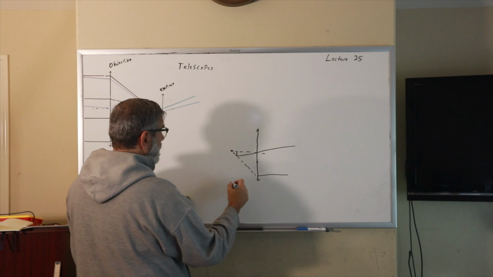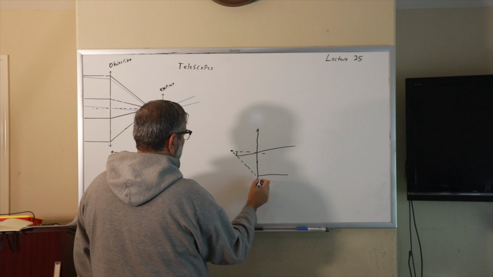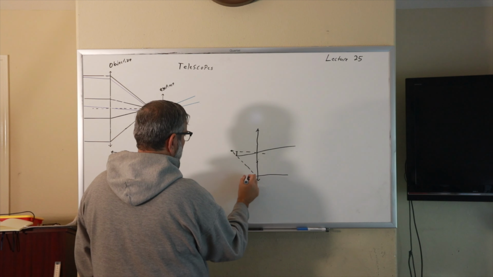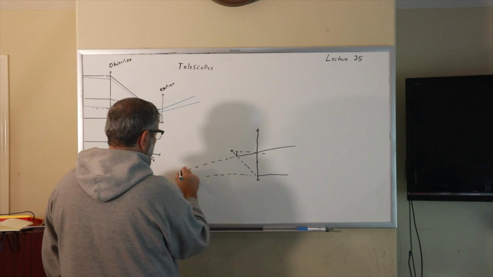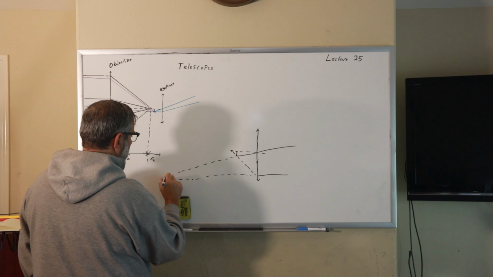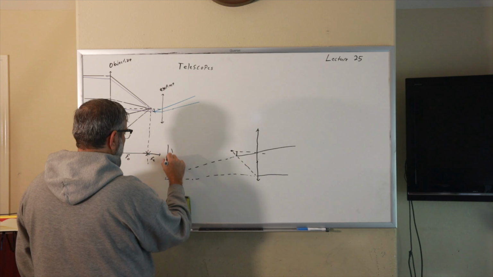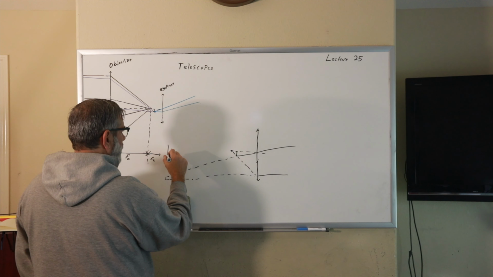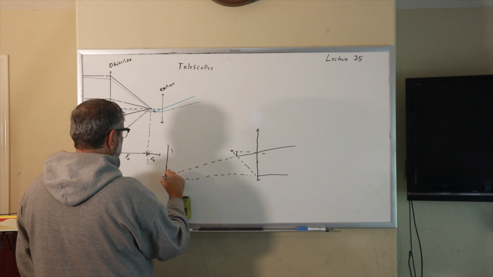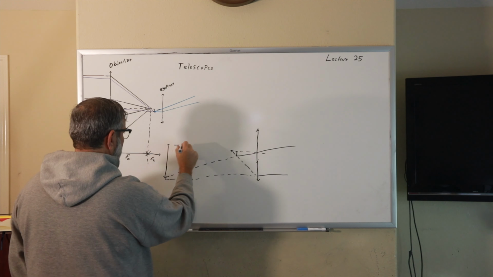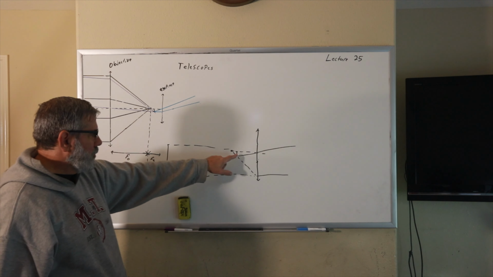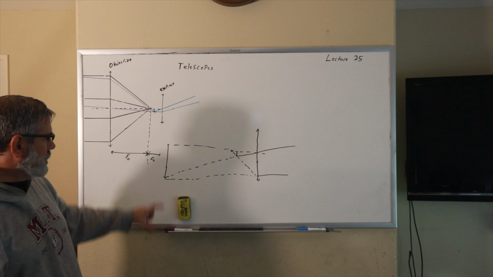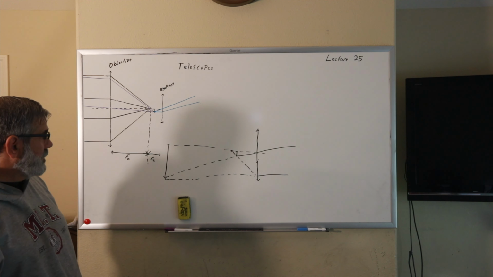That won't bend. And so all I have to do is backtrace this and backtrace this until I get way back here. And now I've got my non-inverted image. It's inverted here because the thing we were imaging was already inverted, right? So it's going to stay inverted. So there's my virtual image.